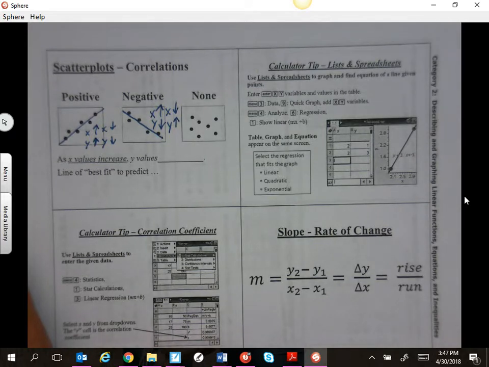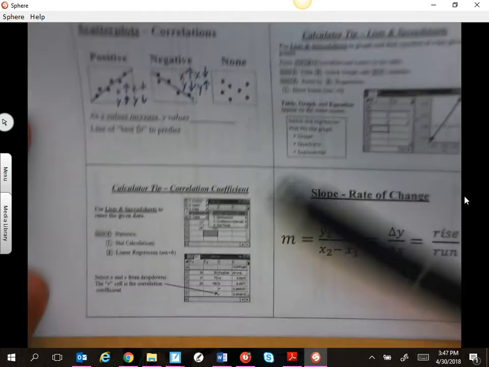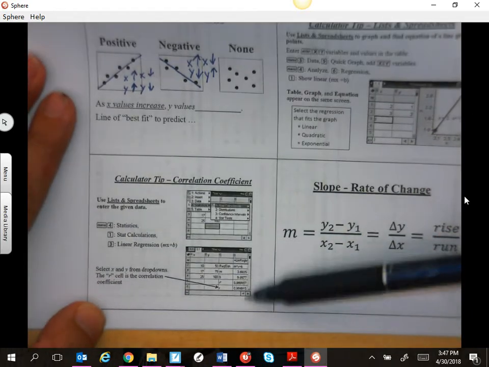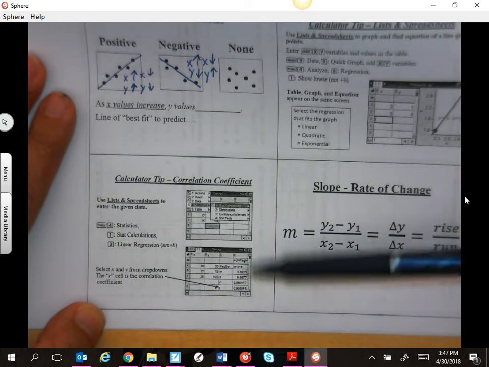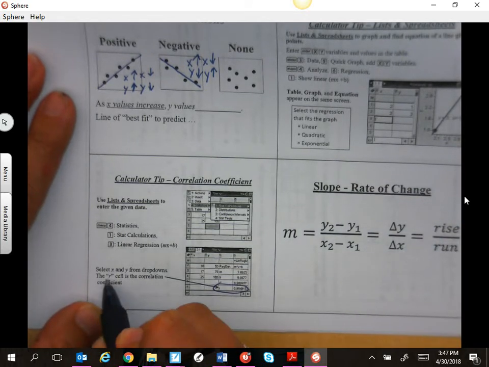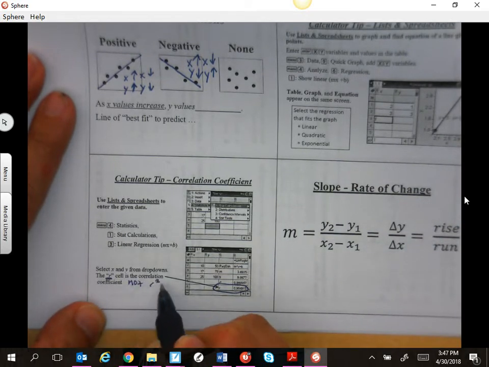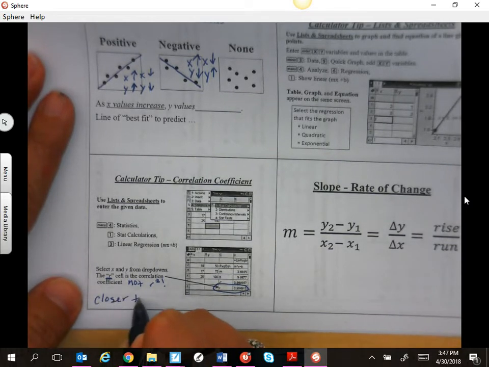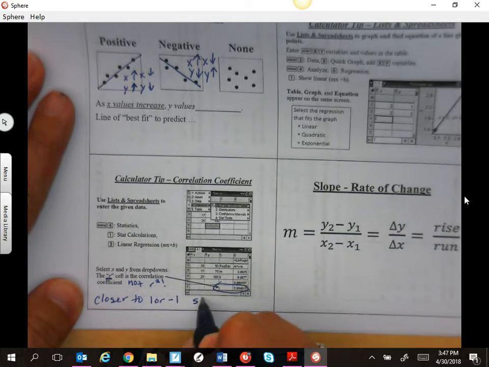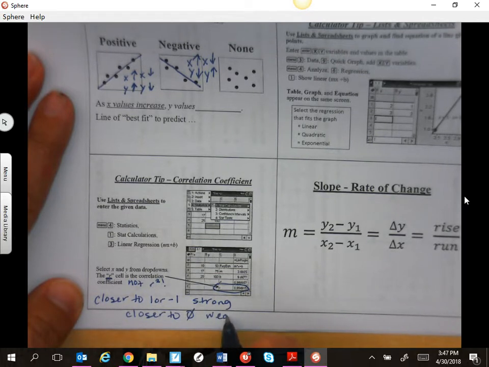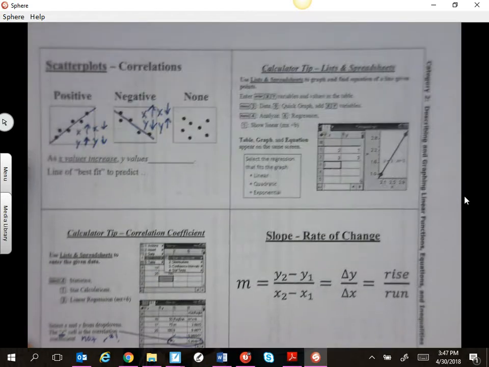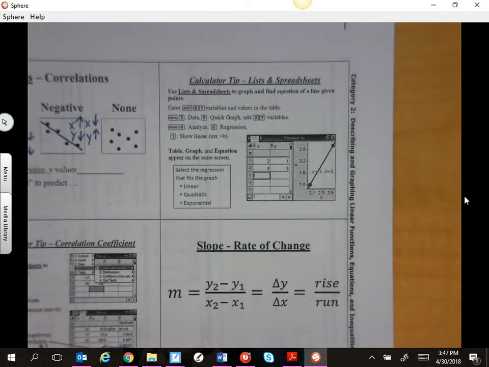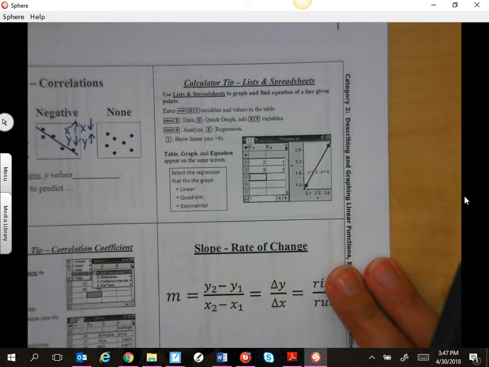We can use our calculator, list and spreadsheet, to come up with our equation, and then if we do this, it will also show down here R, not R squared, which is our correlation coefficient. So remember, if it is closer to 1 or -1, it is a strong correlation. If it is closer to 0, it is a weak correlation. Okay? And then you have your slope again. This one is also talking about list and spreadsheet.